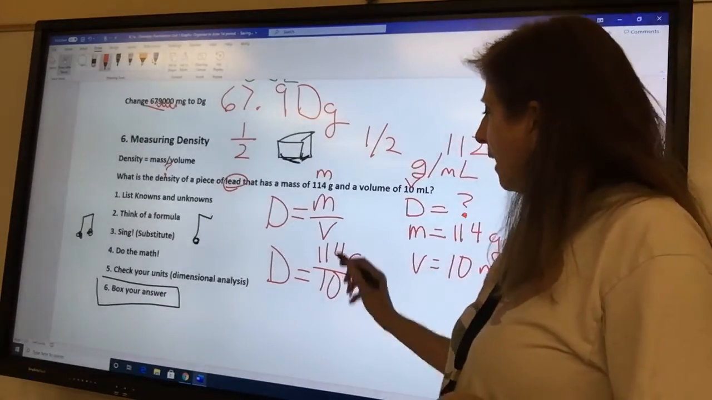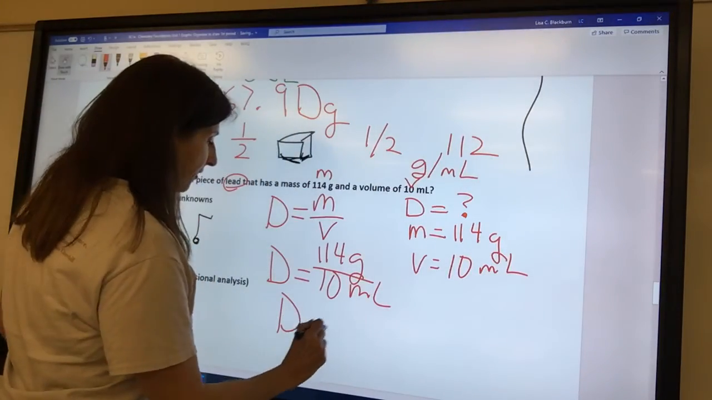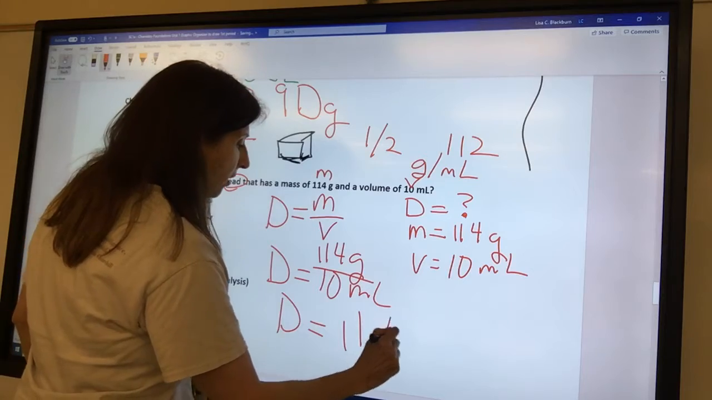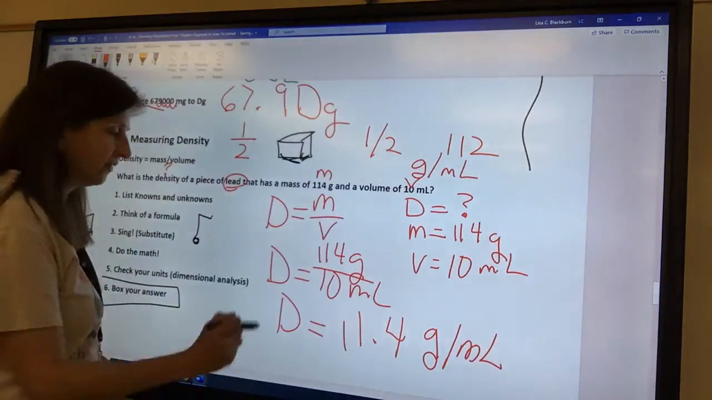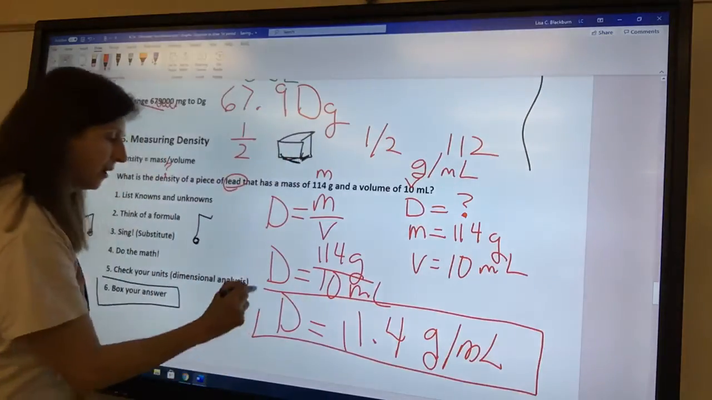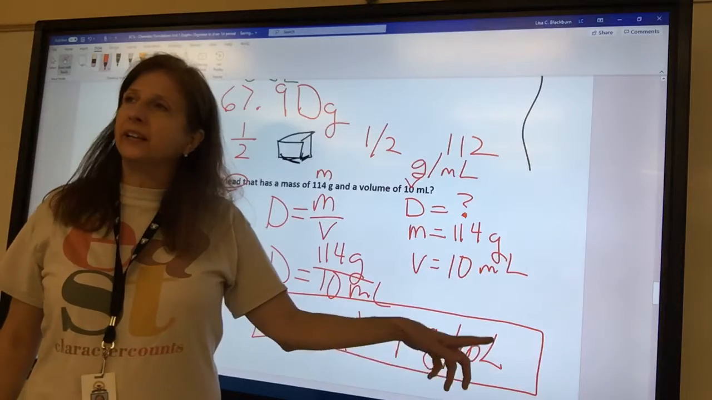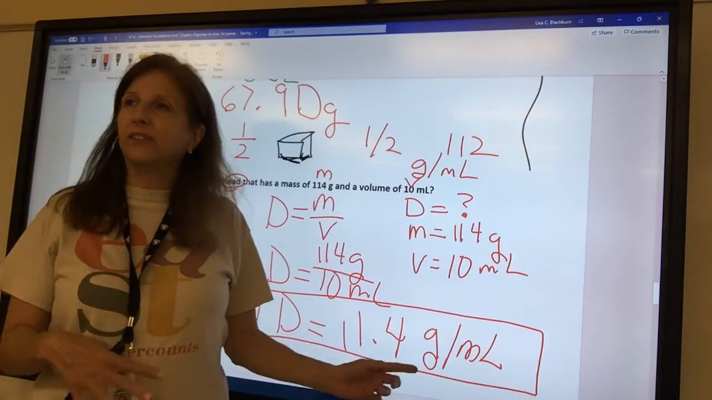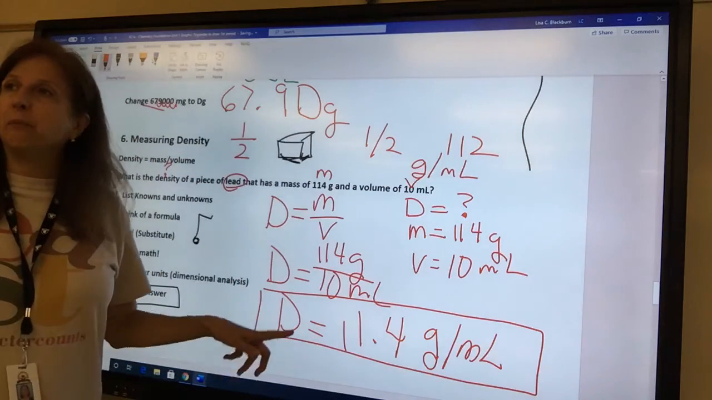Okay, so now we're going to do the math. 114 divided by 10, that one's pretty easy, isn't it? So density equals 11.4 grams per milliliter. And the last thing I want you to do is box your answer. Now, check your units. Is grams per milliliter the right unit for density? Well, y'all don't know it, but it is. So that means I probably did the math right.